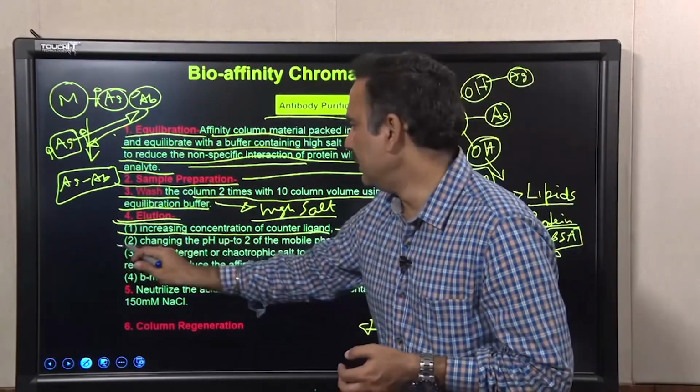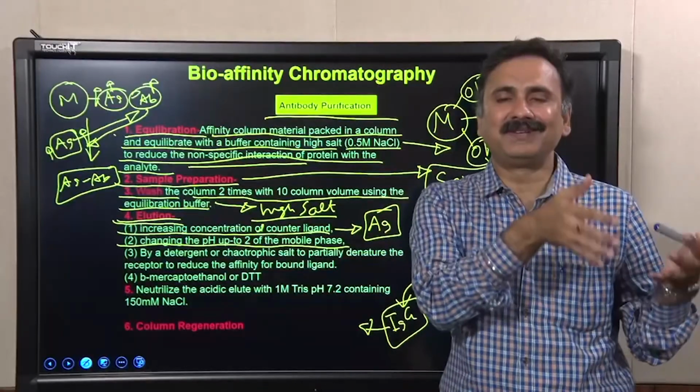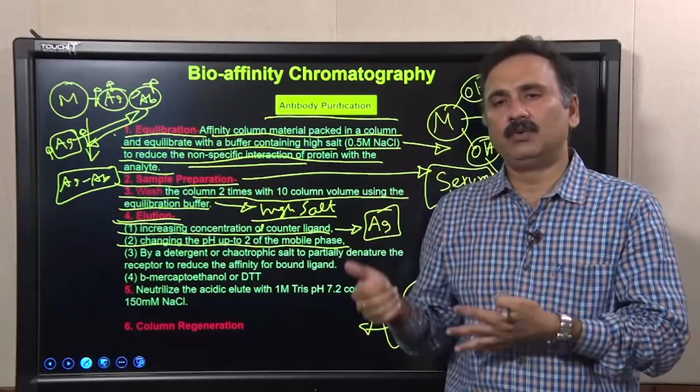The second is you change the pH. So, if you change the pH down to 2, like if you bring it to the acidic environment, it is partially going to denature the antigen as well as partially denature the antibodies, and if you do so, the antibody is going to lose the affinity for the matrix bound antigen and it is going to be released.